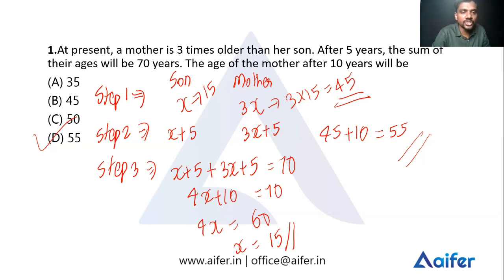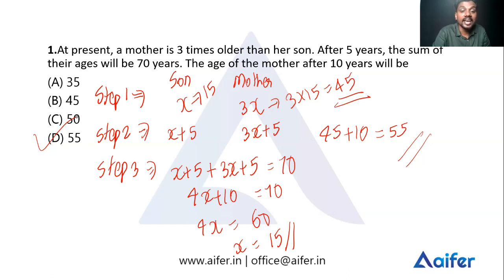For most of the age-related questions, they will be following a specific pattern. To answer this, you have to solve the question through 3 steps. In step 1, you write the existing condition: the age of the son is X, and the mother's age is 3 times that, that is 3X. Then step 2, after 5 years, the son is X plus 5 and the mother's age is 3X plus 5.